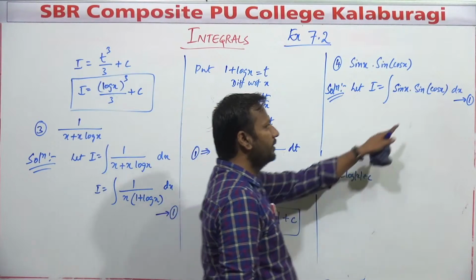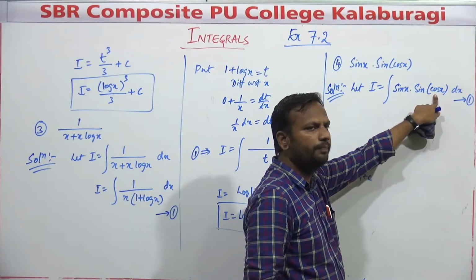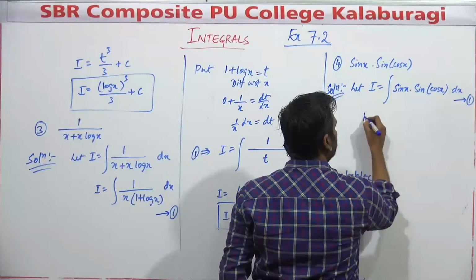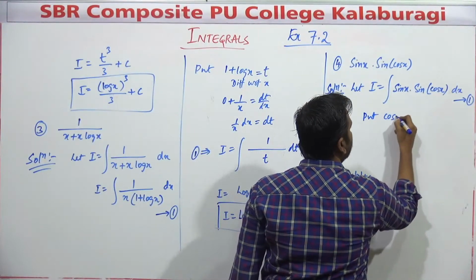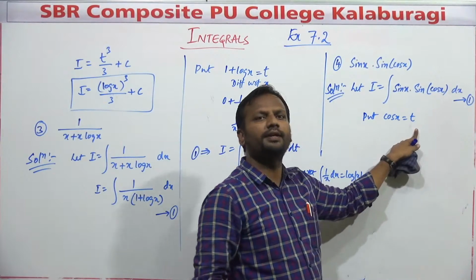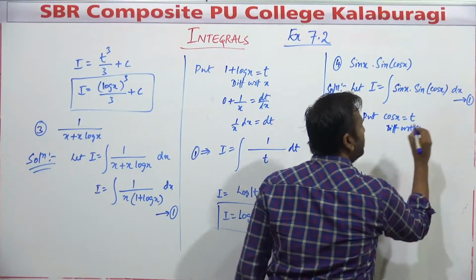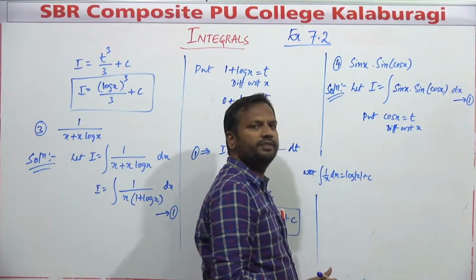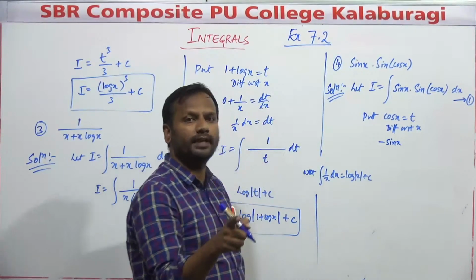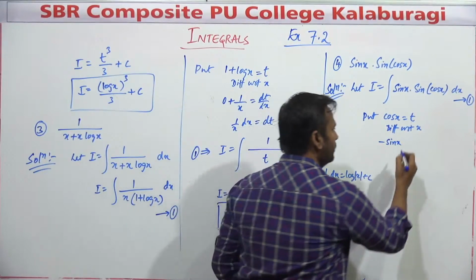You can find that this one is in composition form. For the inner function we have to make the substitution. Keep that in mind, always the inner function. What is the inner function here? Cos x. Make the substitution t. Differentiate with respect to x, students. What is the cos x differentiation? Minus sin x, whereas cos x integration is plus sin x. But we are doing differentiation here, so cos x differentiation is minus sin x.